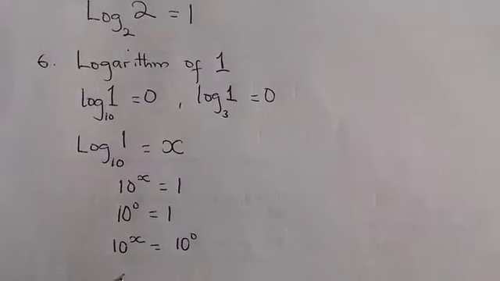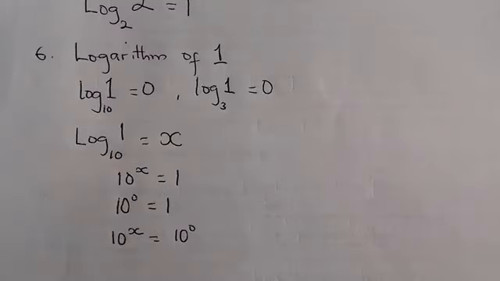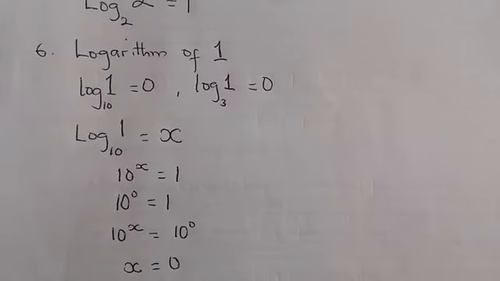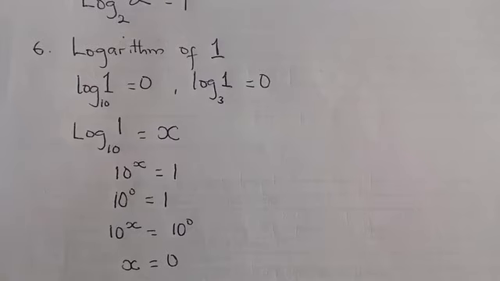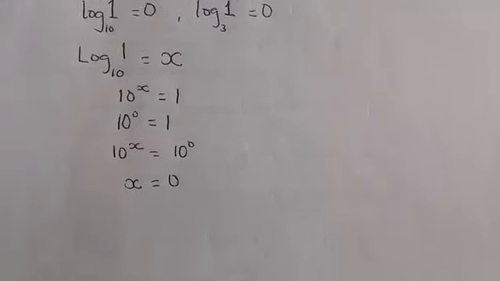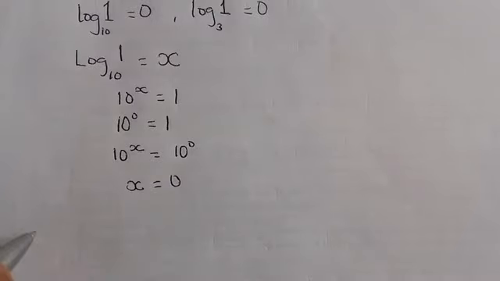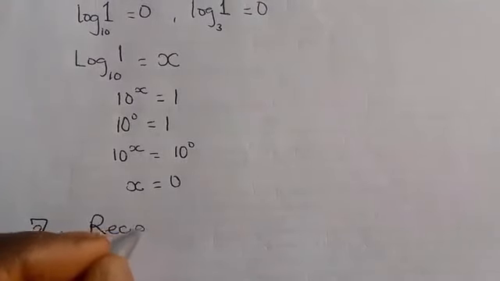From this, since the bases are the same, from indices we can equate their powers. It then means that x is equal to 0. That's how to prove that the logarithm of a number to any given base is actually equal to 0. The next law of logarithm that we'll be considering now is we have the reciprocal law.